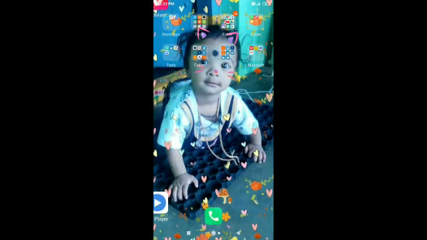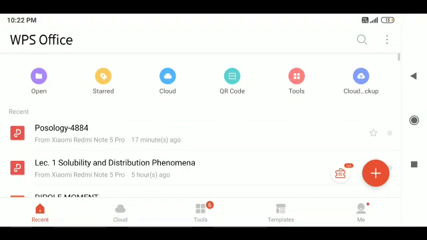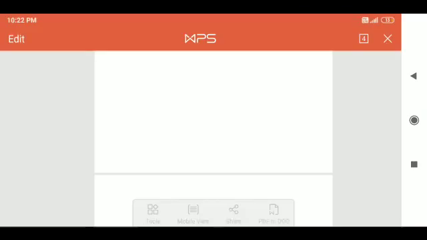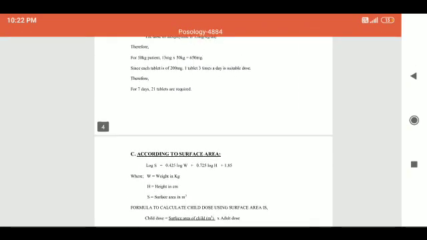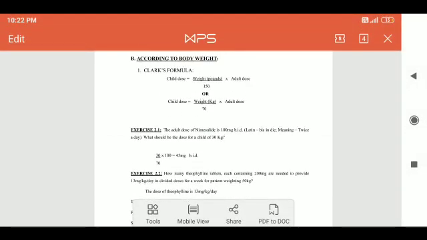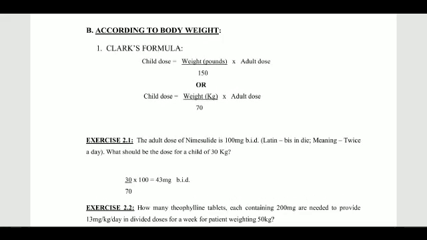Next, observe some examples of problems. According to body weight, Clark's formula can be used. There are two types observed: if the weight is given in pounds and if the weight is given in kilograms.